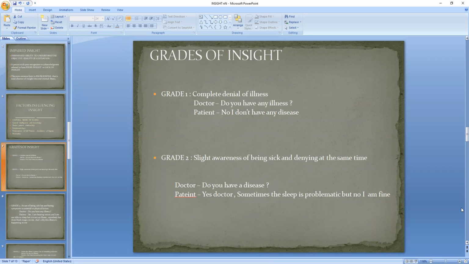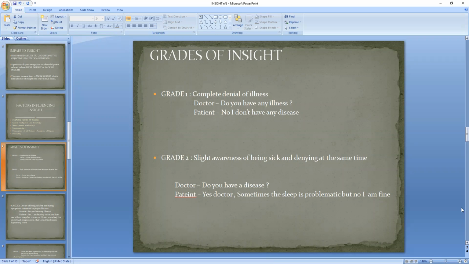Do you have any disease? Are you having any abnormal symptoms? So this is grade 3, where she is attributing the symptoms to some external or physical factors. Do you have any disease? So this is grade 4. She accepts the disease, but she can't explain it properly.